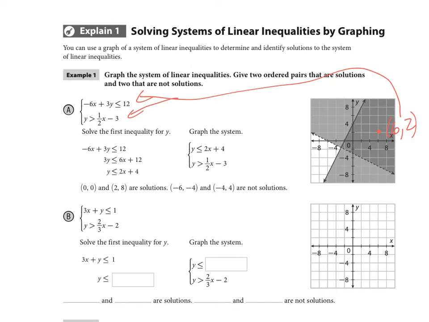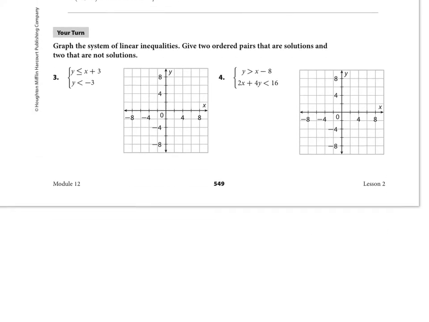Other things you have to pay attention to: remember this one is inclusive, therefore it is a solid line right here. This one is not inclusive, so it is a dotted line. So any point that's on the solid line would work. Any point that is on the dotted line would not work. So that's a review of some of the things from Module 7 that we did with inequalities.